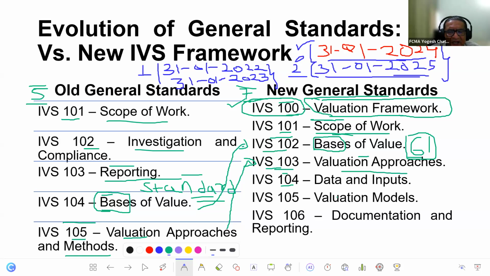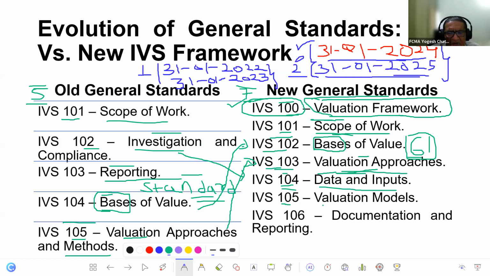IVS 104, data and inputs, very important guidance. This is a newly added general standard and guidance on that is provided, very vital. So earlier that was in a way the investigation and compliance, which was actually related to data and inputs. Now that is made more specific: how to collect data, how to collect input for a valuation assignment. So that guidance is now provided under IVS 104.